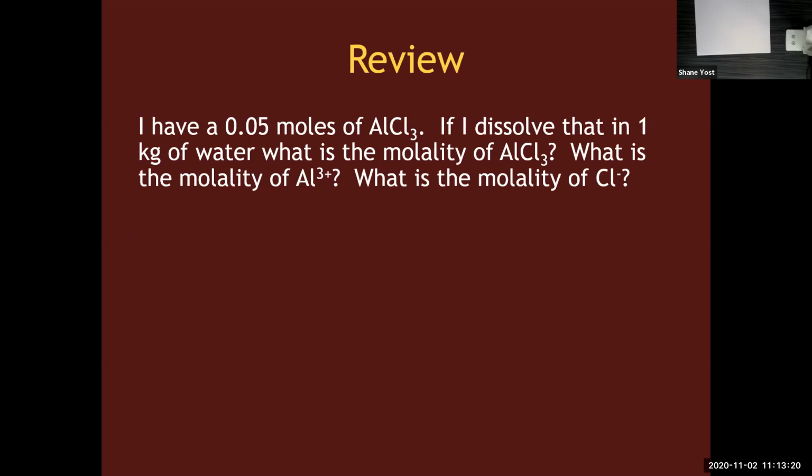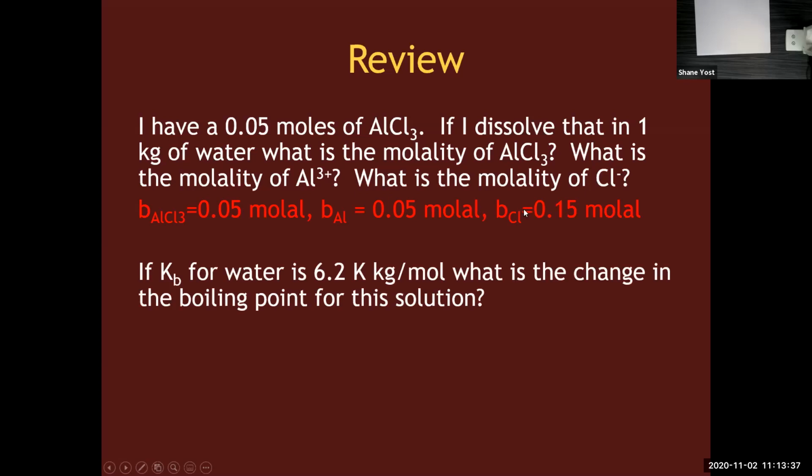So what would the molality of aluminum chloride be? 0.05, right? Aluminum ions, 0.05, and then chloride ions, 0.15, right? Exactly, things break apart, so 0.05, 0.05, and then 0.15 for those. And then if I had, say, a Kb of water of 6.2 kilograms per mole, what is the change in the boiling point for this solution?